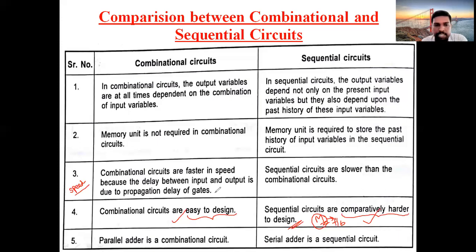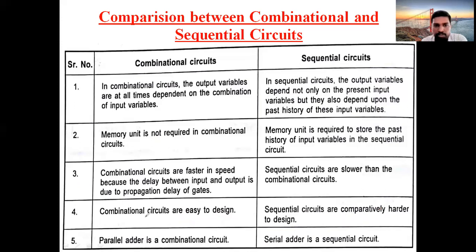Next, the example of this. The combinational circuit example is a parallel adder, and the sequential circuit example is a serial adder. We have seen the parallel adder previously, and we will see the serial adder in the coming sessions. Already in the third unit, we have seen the parallel adder, so you can go through that.